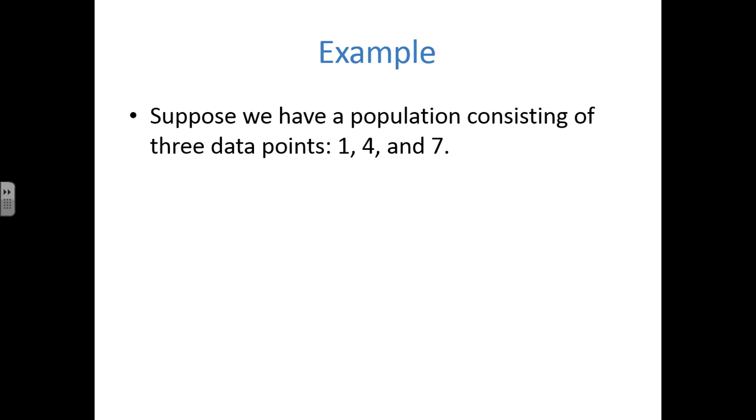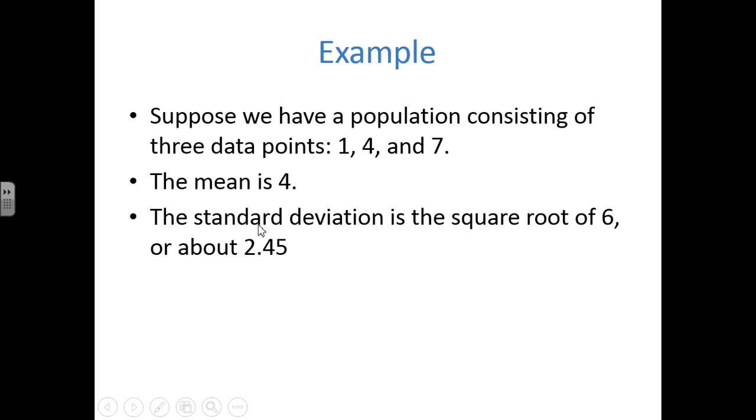So for example, suppose I have a population which consists only of these 3 points, 1, 4, and 7. Now the mean of these, 1 plus 4 plus 7 divided by 3, is 4. And if we put those three numbers into Minitab and asked for the standard deviation, we would see it was about 2.45.